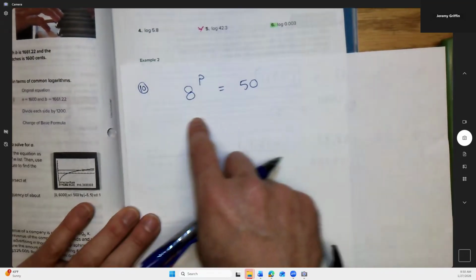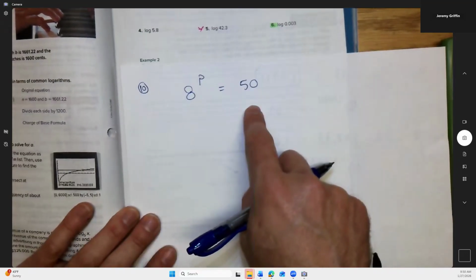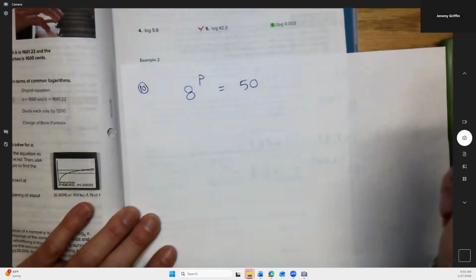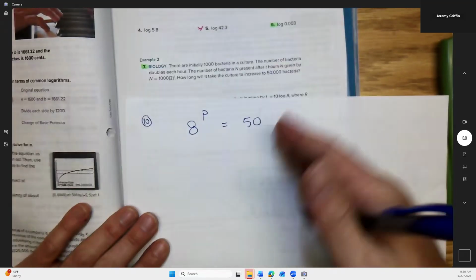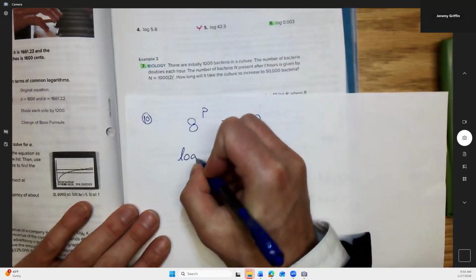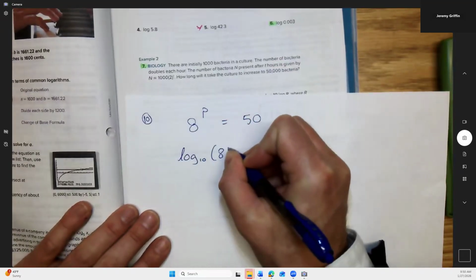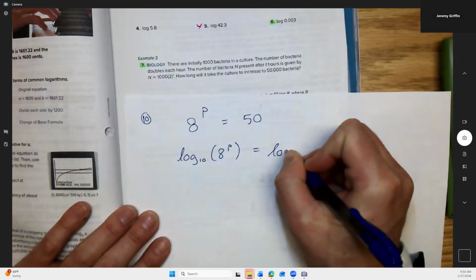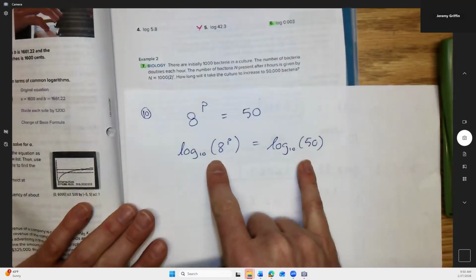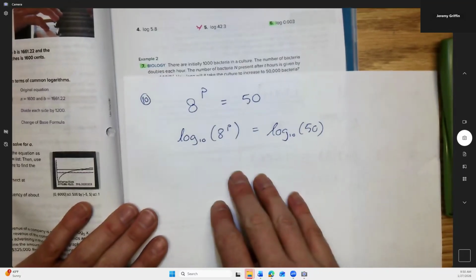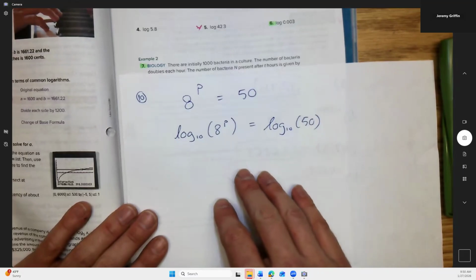Okay. You guys tell me, what do you think is a good next step? Turn it into a log. Yeah. Guys, let's take log of both sides. And since we're focused on log base 10, let's just go ahead and do that. Let's do log base 10 of 8 to the p equals log base 10 of 50. I mean, isn't that true? As long as I do the same operation to both sides, the equation's still balanced. Okay. Now what do you guys think?